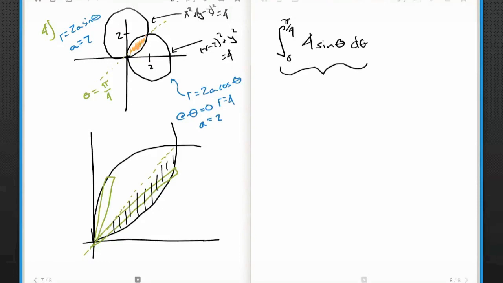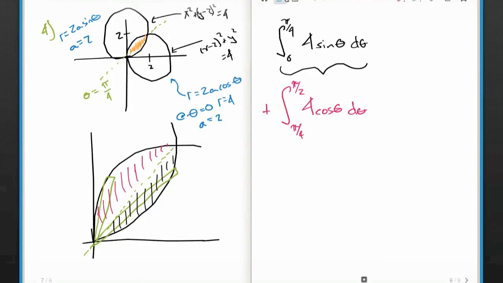Or I could do it in red to get this part here. That would be the integral from pi over 4 to pi over 2 of, let's see, this is the circle that is on the x-axis, so that's 4 cosine theta d theta. And you could just add these two, or you could say it's 2 times this one or 2 times this one. So we could add this.